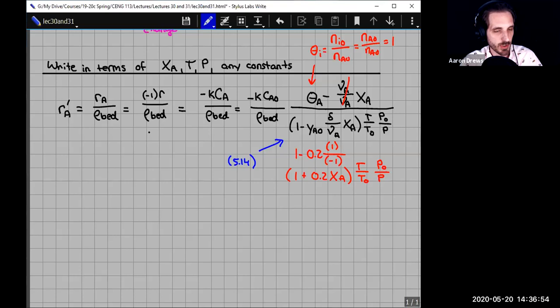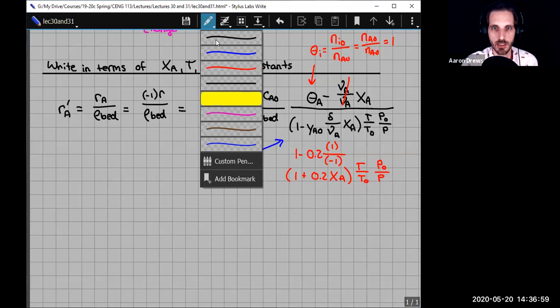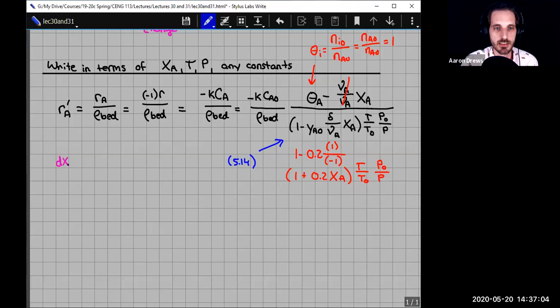So this is also where we can try to figure out what the units look like. So we know our RA prime. I'm going to do the units in purple. DXA DW is going to have the same units as minus RA prime divided by NA zero. Remember the symbol for units is an equal sign with a little dot above it. And that is going to have the same set of units as RA over rho bed times NA zero. So if we just briefly look at what the units would look like, maybe we don't know RA just yet, but we know generally what it would be, right? In general, it would be something like an amount, like a mole.